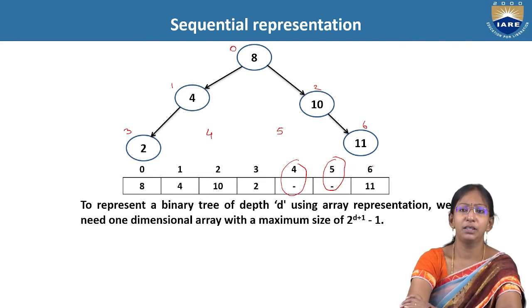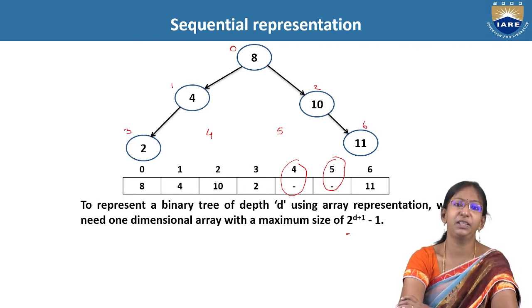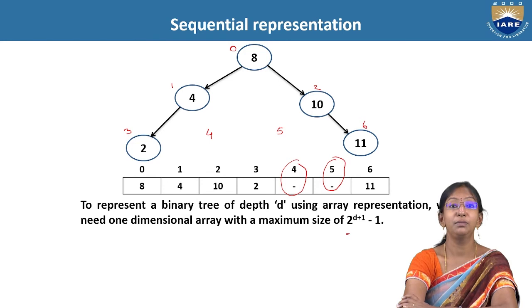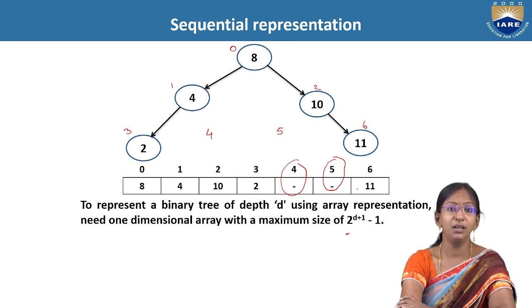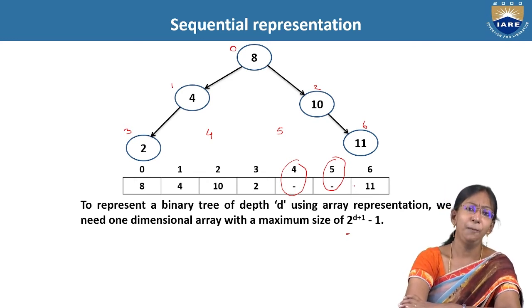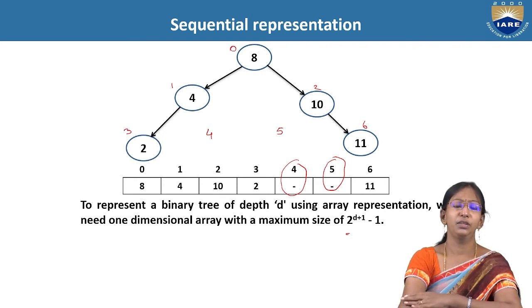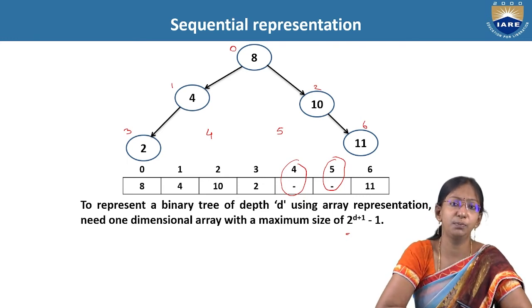To represent a binary tree of depth d using arrays, we need a maximum size of 2 power d plus 1 minus 1. That means you need to think of a perfect binary tree. The number of elements in a perfect binary tree is 2 power h plus 1 minus 1, right? So similarly, if you want to store a binary tree of certain depth, you need to have 2 power d plus 1 minus 1 spaces.